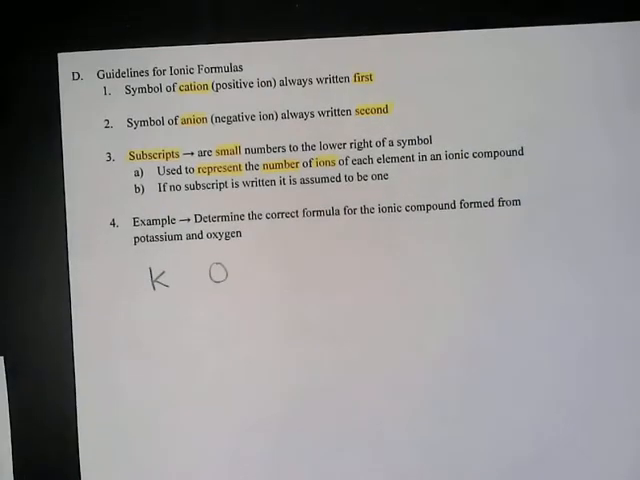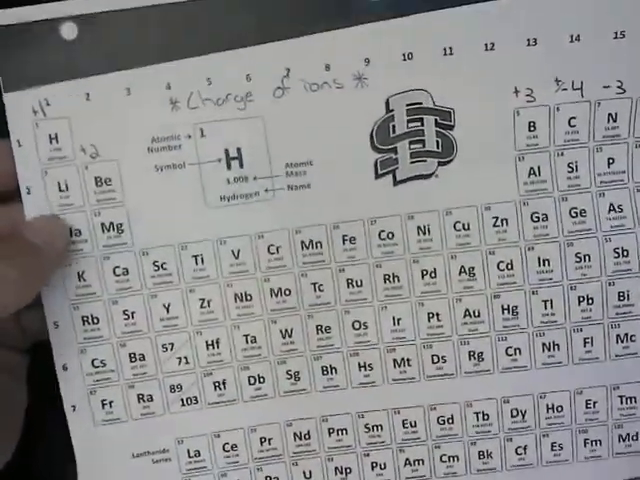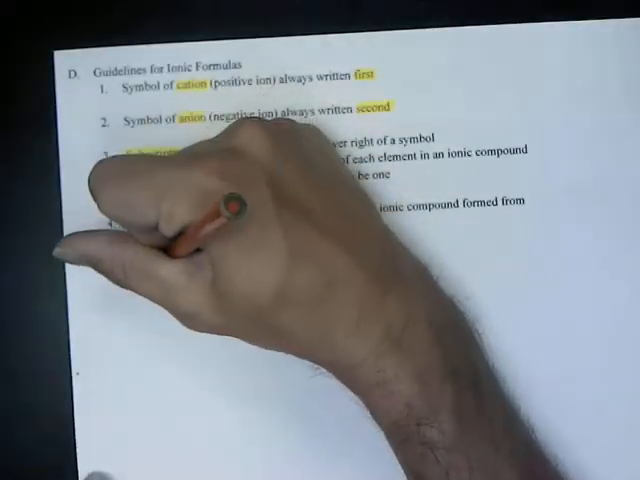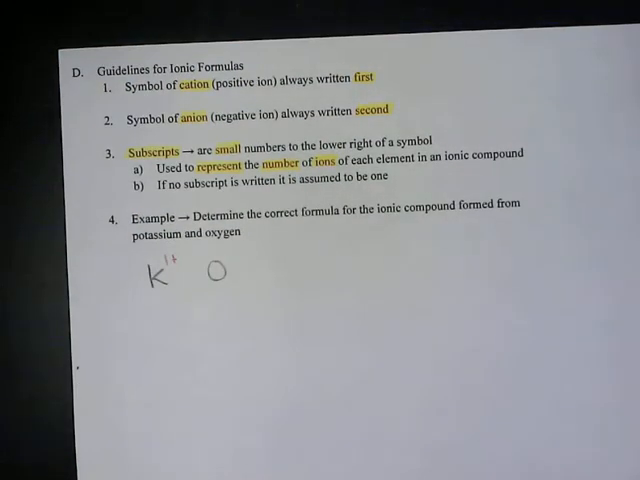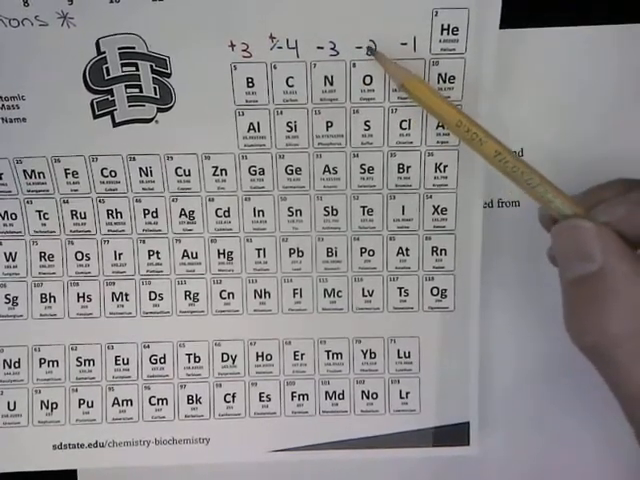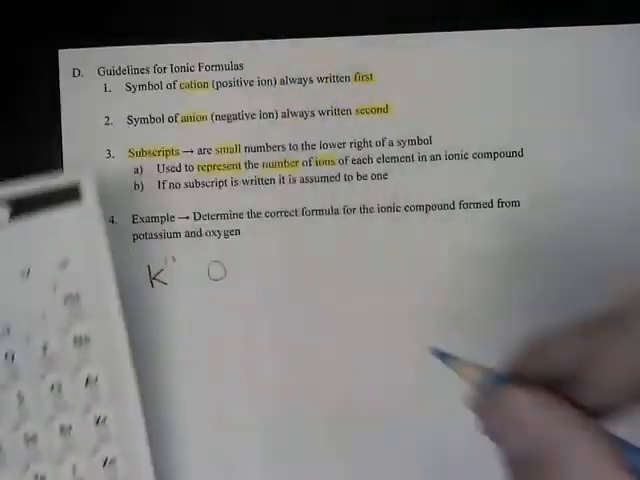Now what I'm going to do is find potassium on my periodic table, and I'm going to go up, and I'm going to recognize it's in group 1, and it has a +1 charge. So I'm going to write a 1+ charge to represent that charge of potassium. And over here for oxygen, we find oxygen, we go up all the way to find its charge in its group. It has a -2 charge. So I'm going to write 2-.